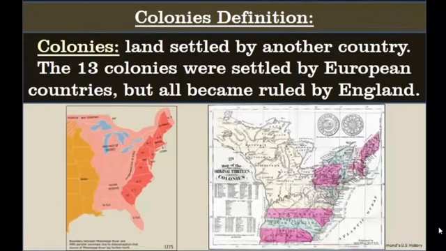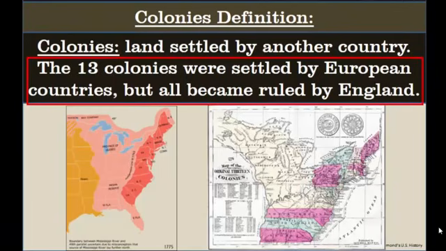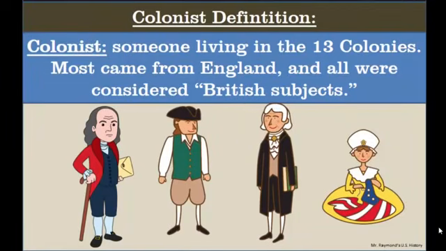So first of all, what does the word colony mean? Well, a colony is land that is settled or taken over by another country. For example, the 13 colonies were settled by European countries, but all of the 13 colonies eventually fell under the control of England. And when we refer to the colonists, we are referring to those living in the colonies, besides the Native Americans who were there first. Most of the colonists were from England, and all of the colonists would eventually be considered British subjects.